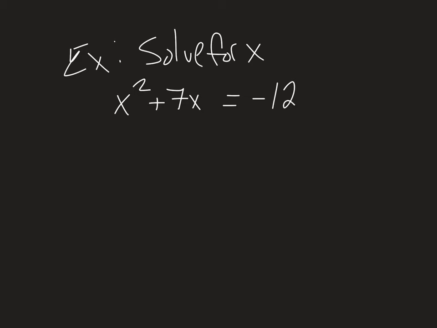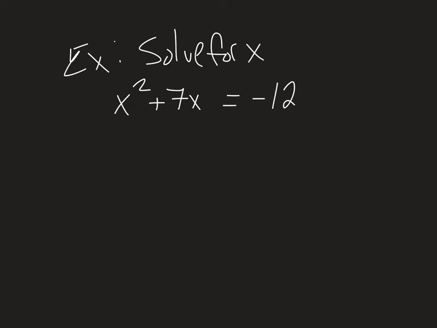So if we're looking at this, we have x squared plus 7x equals negative 12. With it being what it is, if we move the 7x over, we can't really take a square root because then we still have an x on the other side. We can't really factor out an x because then we have x times x plus 7, and then what do we do? So we're kind of stuck, almost.